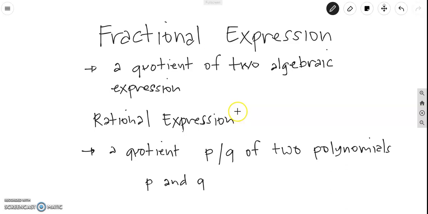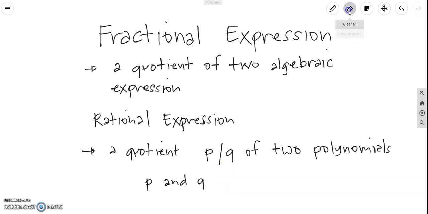In this video, we are going to learn about fractional expressions. A fractional expression is a quotient of two algebraic expressions, and a rational expression is a quotient p over q of two polynomials p and q.